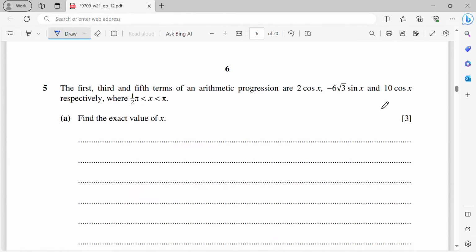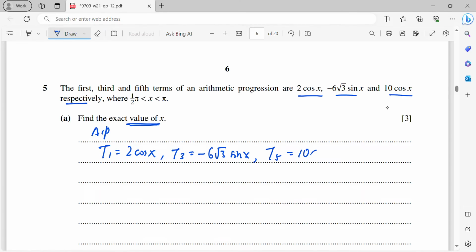Question number 5. The first, third, and fifth terms of an arithmetic progression are 2 cos x, minus 6 square root 3 sin x and 10 cos x respectively. Find the exact value of x. So T1 is 2 cos x. This is an arithmetic progression. T3 is minus 6 square root 3 sin x. T5 is 10 cos x.